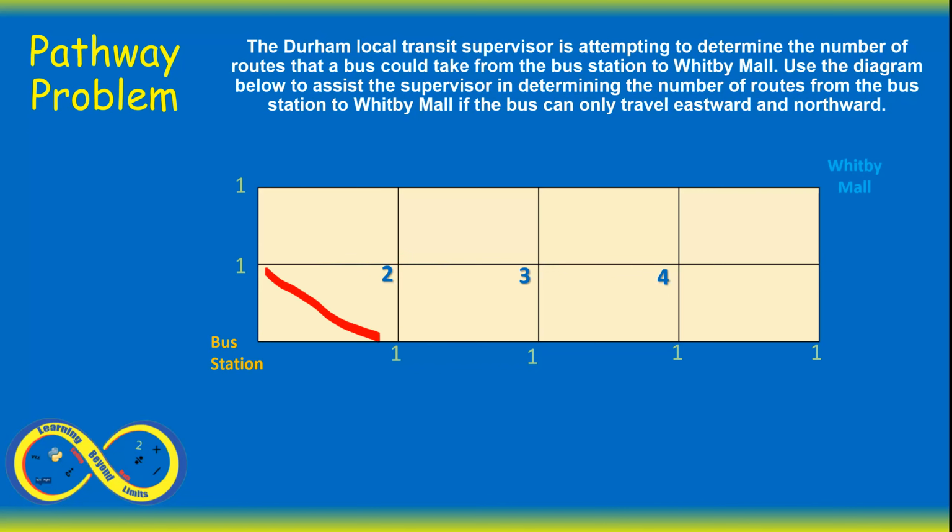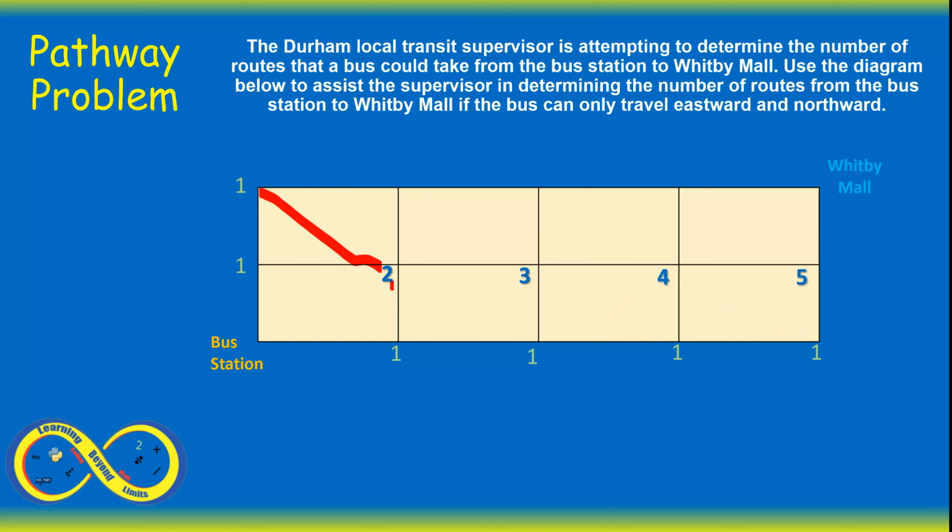From here to here, when you add this route with that route, it gives you two possible routes. If you're at this point, when you add these two routes to that route there, it gives you three possible routes. And the same here, that 3 plus that 1 gives you 4. So that means this 4 plus that 1 is going to give you 5. It's the same thing when we get up top here.